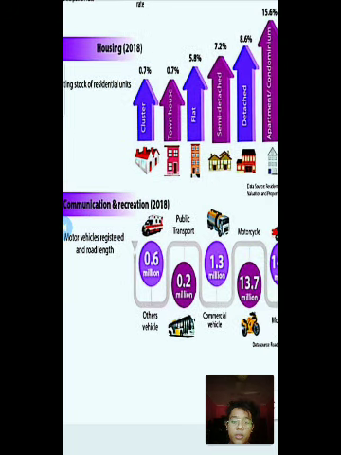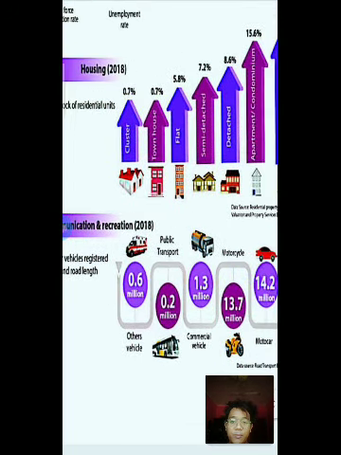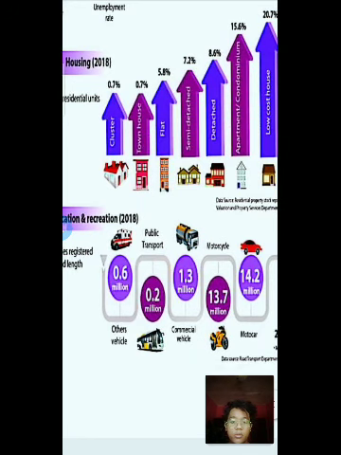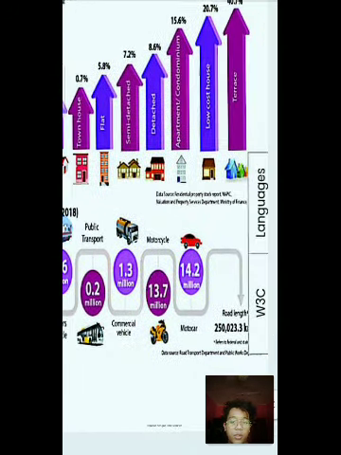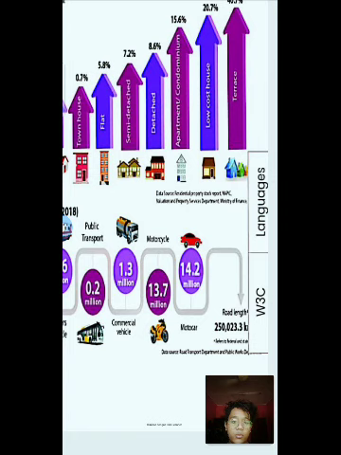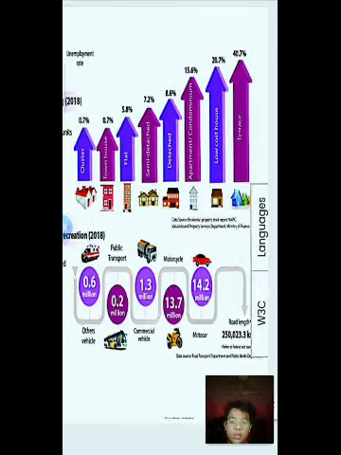This is motor vehicle registration and road length. You can see the types of vehicles there: public transport, commercial vehicle, motorcycle, motorcar, and road length over 200,000 kilometers. That's from me.